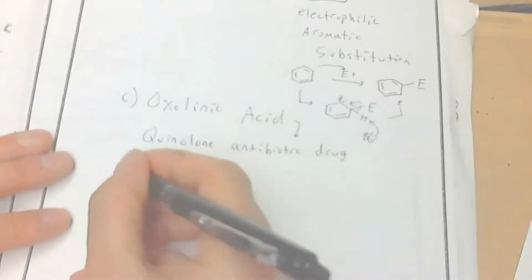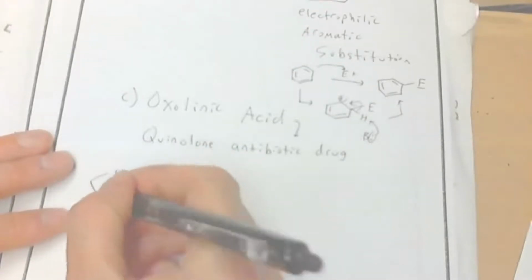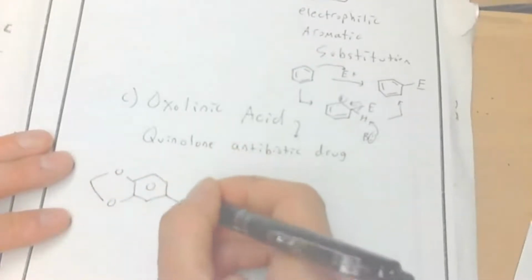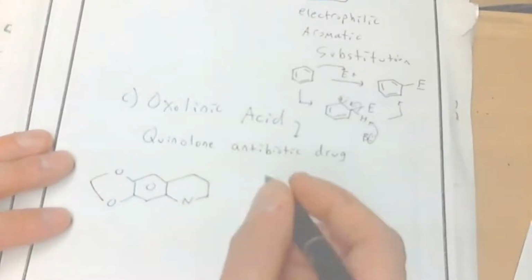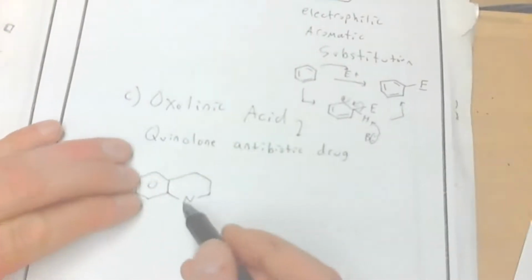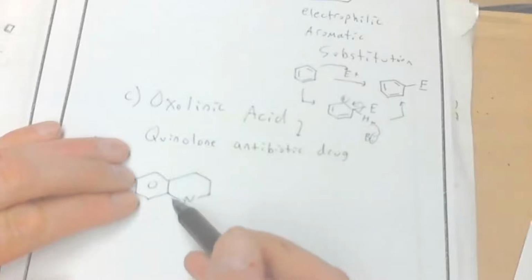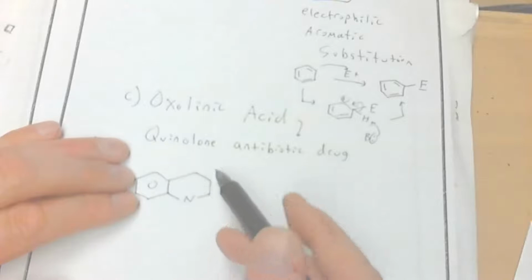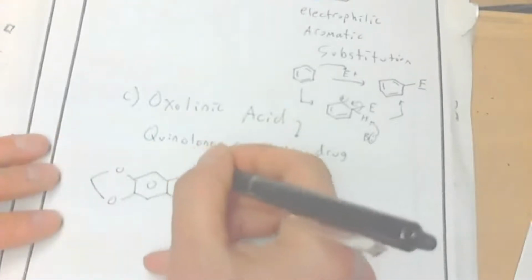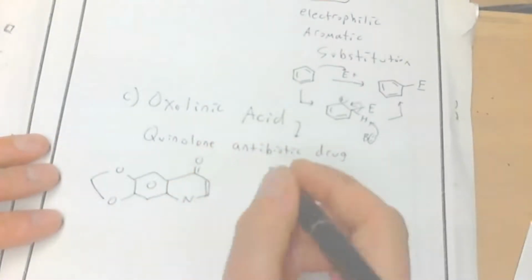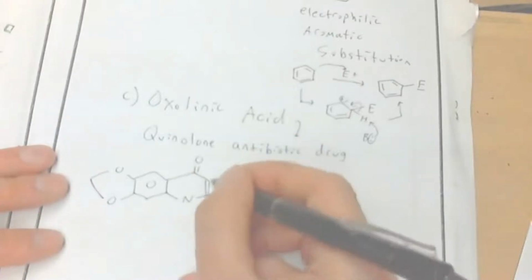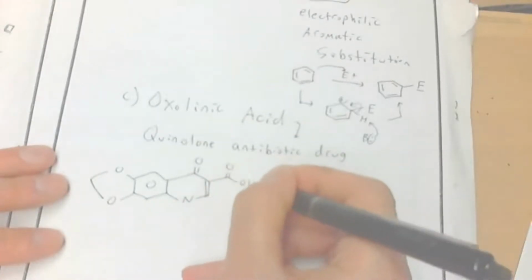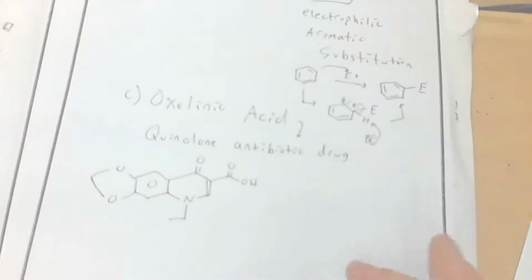So what's a quinolone? Well, this is what we call a quinoline, basically. Quinolines are found in things like antimalarial drugs, right? But a quinolone has a ketone right there. So now it's a quinolone antibiotic drug. And it's got a carboxylic acid up top and an ethyl group. So it's a pretty simple molecule.